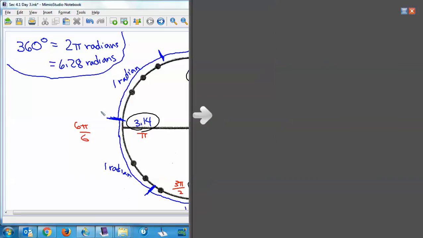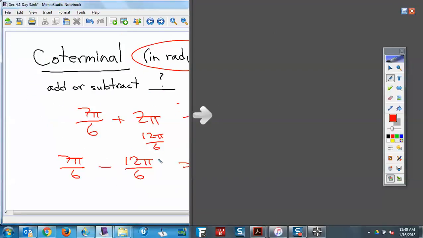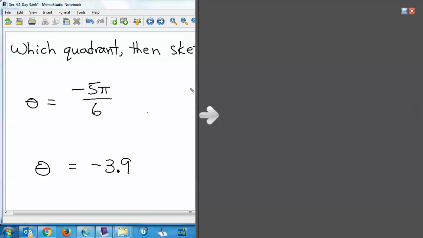So now, when I get back to this problem, I'm thinking, all right, if I go in the negative direction, 6 pi over 6 would take me over to the 180 line, but I'm short of that. I don't have 6 pi over 6. I only have 5 pi over 6. So I'm short of that. So what quadrant? 3. So it's got to be in 3. Okay? So that's my thought process for that one.